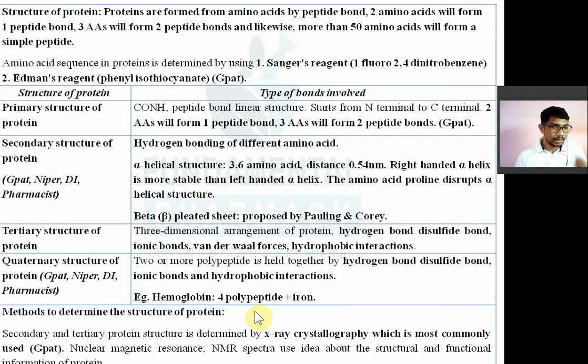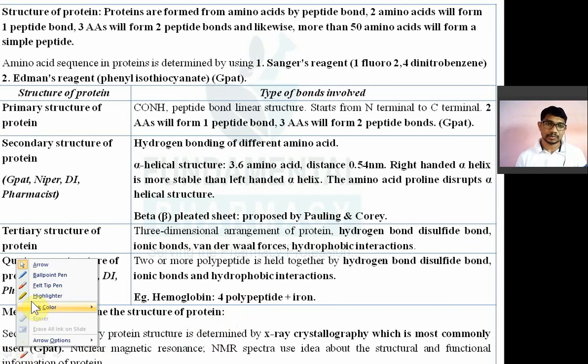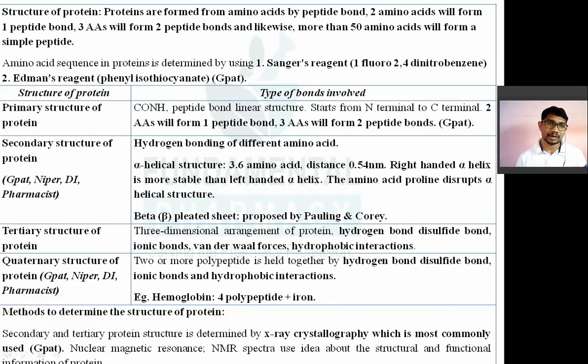Likewise, if more than 50 amino acids form bonds, then it is known as a simple peptide. So if more than 50 amino acid sequence is present in a protein, then that protein is known as a simple peptide. Now the structure of protein can be determined in different ways. There are three sequential events by which the structure of protein can be determined.